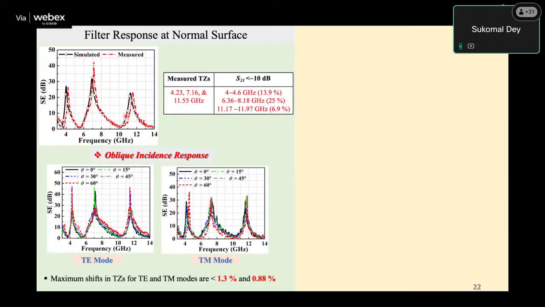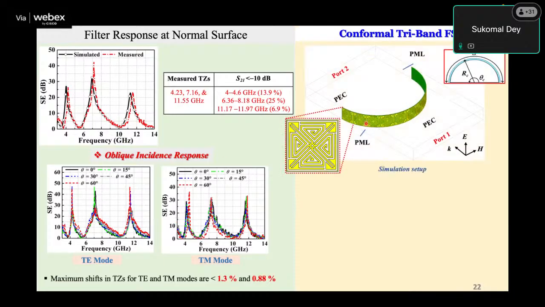You can see there are slight deviations between the measured and the simulated response. Okay, so this is all about the normal incidence and oblique incidence case. Then, whenever you are making the conformal FSS, right?